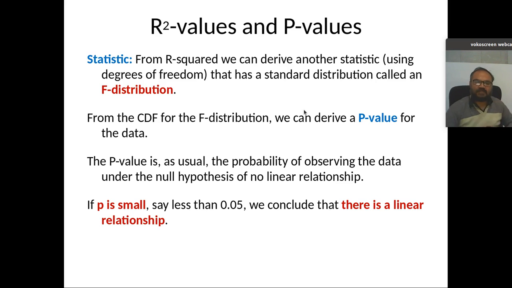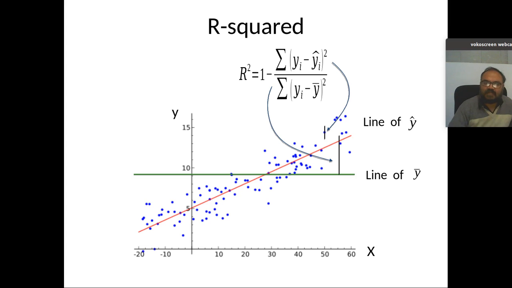Okay, so from R squared we can derive another statistic. The problem with R squared is that it's not a standard number, so we want to convert it to a standard number. Let's say we want to convert it to a number which is usually between 0 and 1. But R squared values, as you can see from here, can even be negative, or can be a very large number.